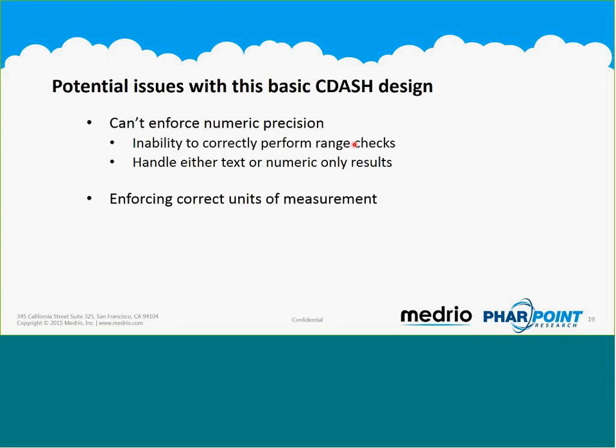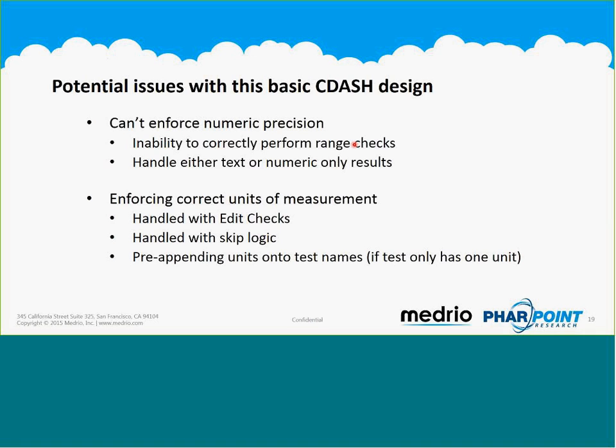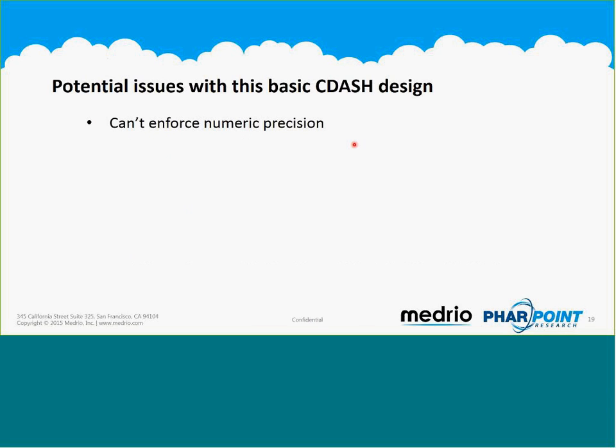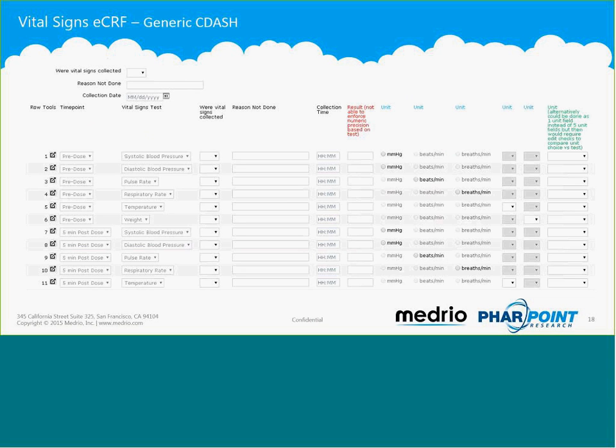Another problem that happens from this structure is units. Well, we can take a couple of different approaches for our units to try to solve those problems, with edit checks, skip logic, or attempting to pre-append the test names onto the units. So here's a couple of examples. In blue, I've got one approach, and in green, I have another approach. The blue approach would be using skip logic. You can see grayed-out units that would not be applicable for each given test, so it precludes the user from picking a unit that's not applicable for that test. That's fine, it works great.